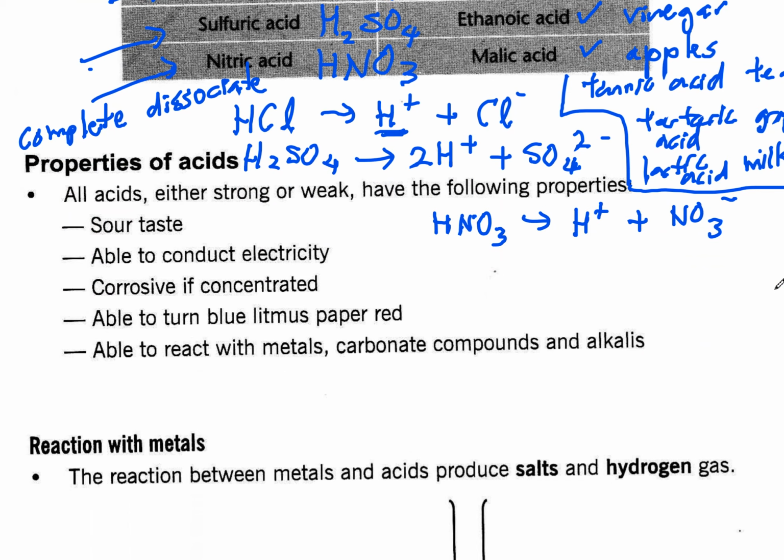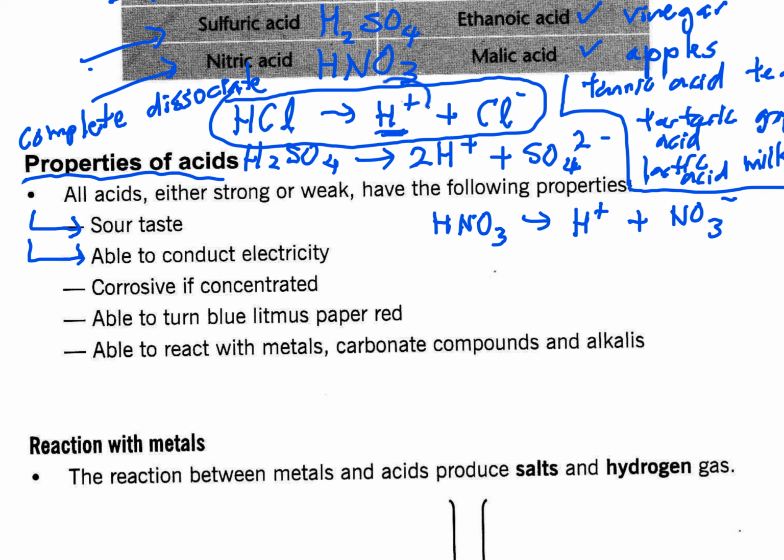These are the acid properties. First, all acids have a sour taste. So anything that's sourish is an acid. Acids can conduct electricity provided they are dissolved in water. Pure acids cannot conduct electricity. It is the water that dissociates the acid into individual ions. It is the ions that conduct electricity.